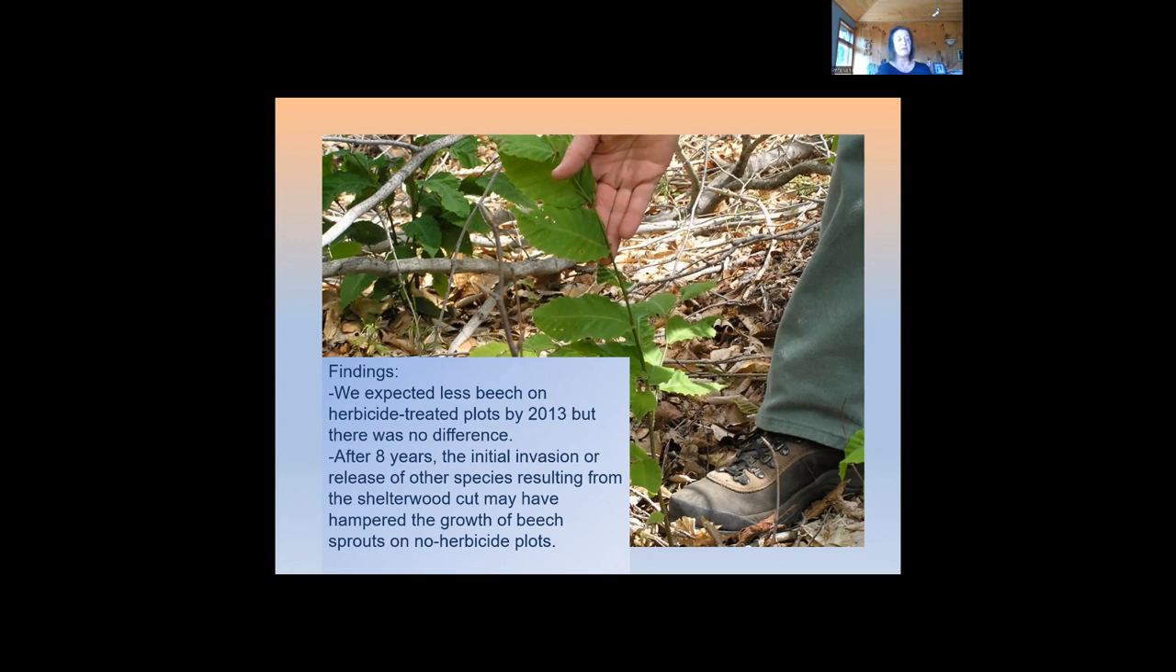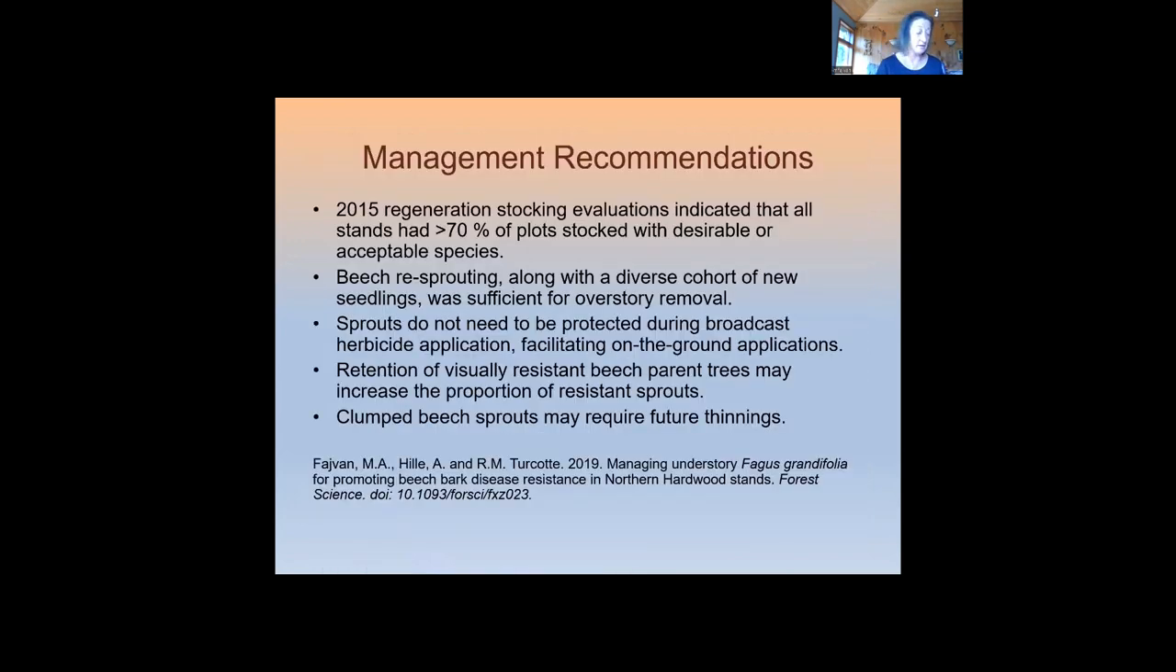But in 2015, the Allegheny foresters went out just to do their traditional regeneration inventory to see if it was time to remove the overstory. And they found that removal harvests are only planned if at least 70% of the plots are stocked with regeneration of desired species. So they went in and got a good assessment of the entire stand. And what they found is that regeneration stocking evaluations indicated that they did indeed have 70% of the plots stocked with desirable or acceptable species. And that the beech tree sprouting and a diverse cohort of new seedlings were sufficient for overstory removal.